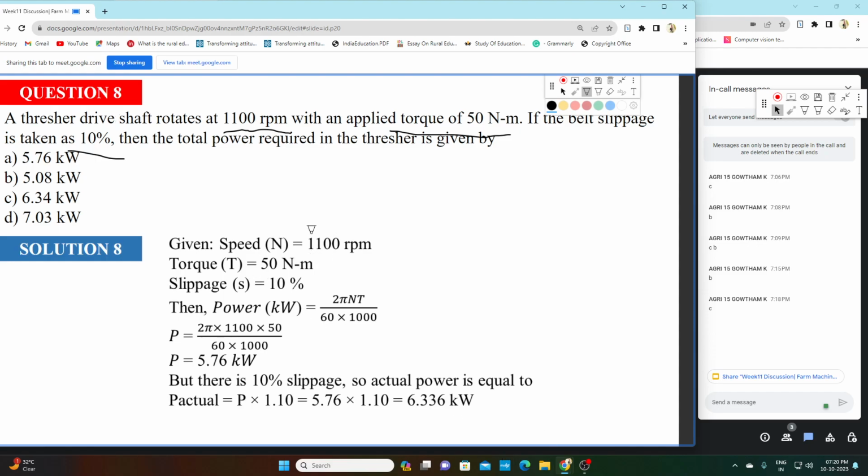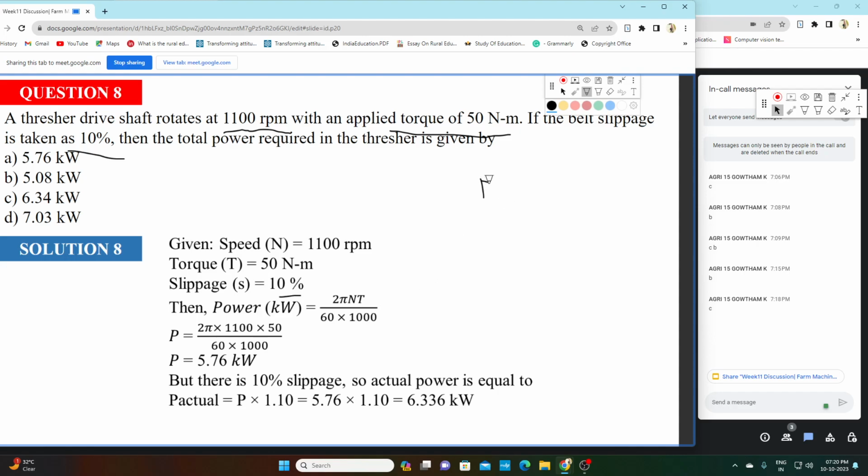We have three data that are given. That is, speed of the shaft is given, 1100 rpm. Applied torque is given, that is 50 Newton meter, and slippage is given, that is 10%. What is power? Power is 2 pi NT by 60. How did we get to this 2 pi NT by 60?